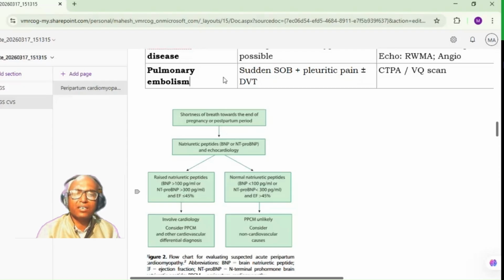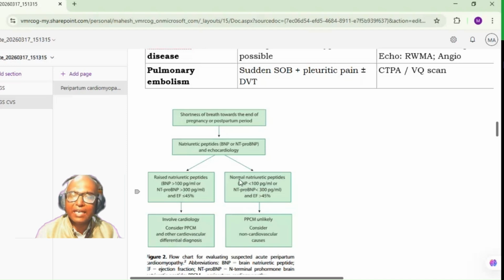So this flowchart is important. There is shortness of breath towards the end of the pregnancy or postpartum period, and natriuretic peptides, that is BNP or NT-pro-BNP, and echocardiography you have to do. If there are raised natriuretic peptides, that is BNP more than 100 picogram per ml, or NT-pro-BNP more than 300 picogram per ml, and ejection fraction is less than or equal to 45%, then involve cardiology, consider diagnosis as PPCM and other cardiovascular differential diagnoses.